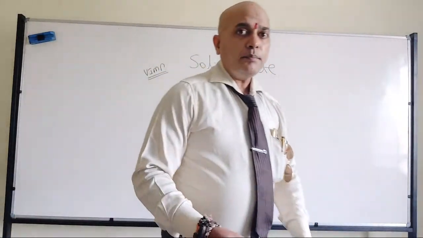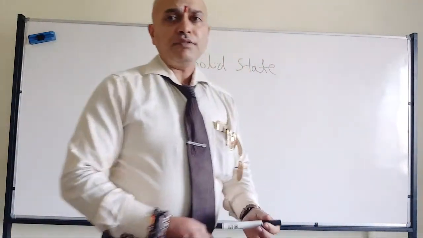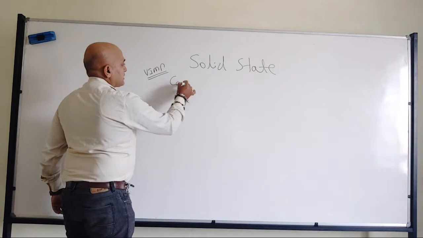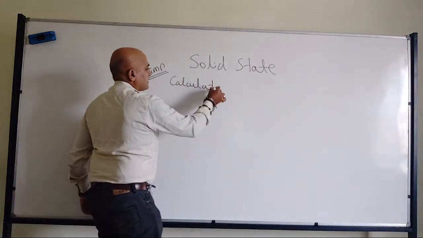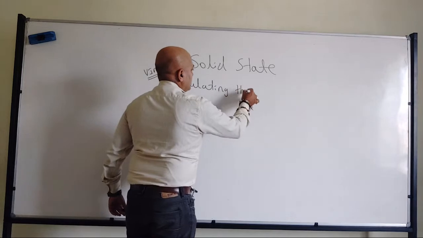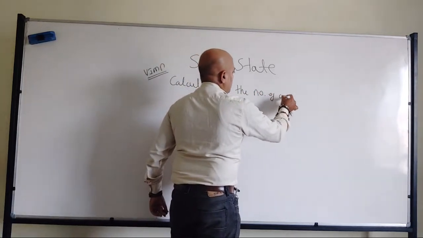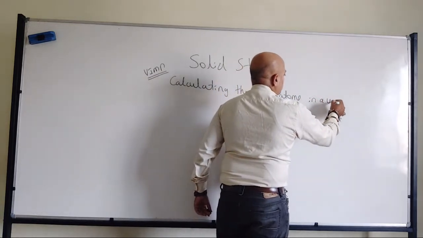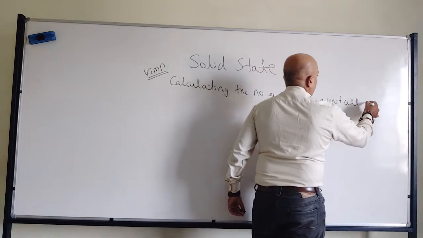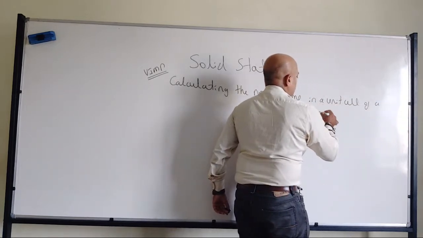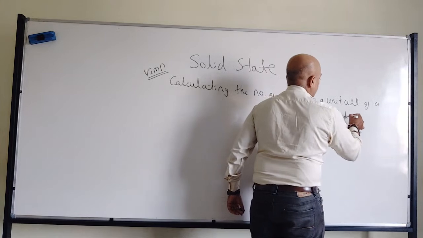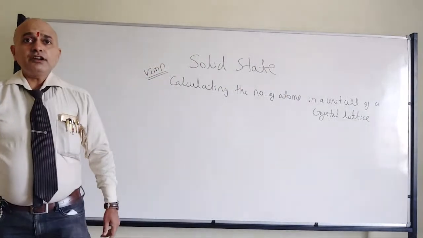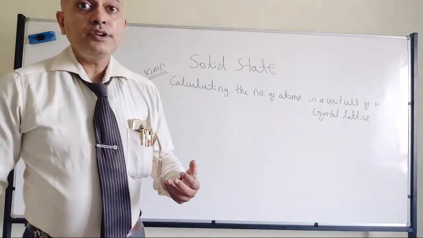Now we will come to the point. The very important one is whatever I will be talking about now. That is calculating the number of atoms or molecules, whatever it is, the number of atoms in a unit cell of a crystal lattice. Please try to understand this sentence. I never said calculating the number of atoms in a unit cell.